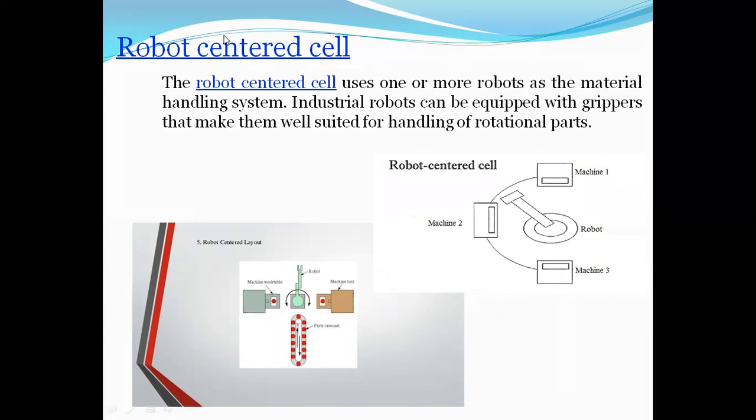The next one is robot centered cell. In this robot centered cell, it may use one or more robotic arms, or it may use robots, because surrounding the round table, they will keep the machines one beside the other. This is machine 1, machine 2, machine 3. Usually this robotic arm will help the components to move from one machining station to the other. If the component is at machining station 1, once the machining is done here, it will be taken to the next working station.